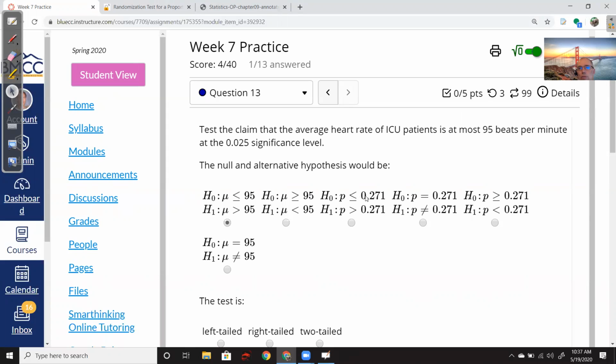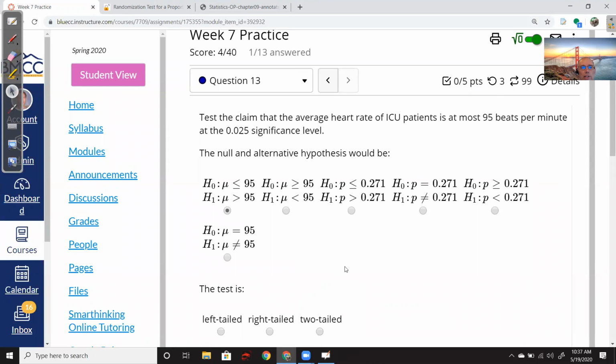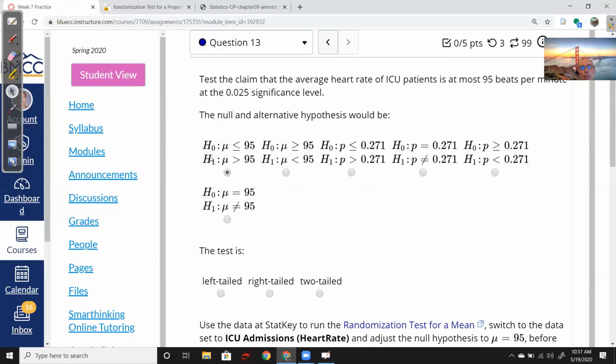This one has a p, that's wrong. P, that's wrong. Mu equals, that's not right either. Okay. So I'm pretty sure I got the right hypothesis based on my initial assessment. The alternative hypothesis, in this case they're calling it H1, is greater than, so that means this is a right tail test.